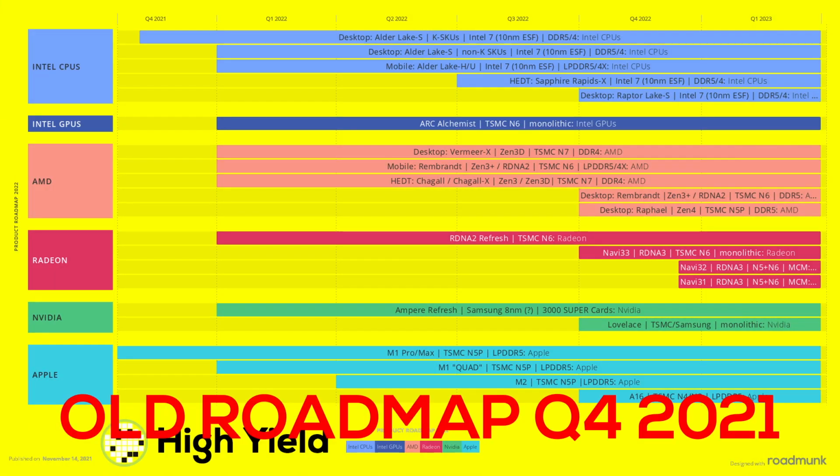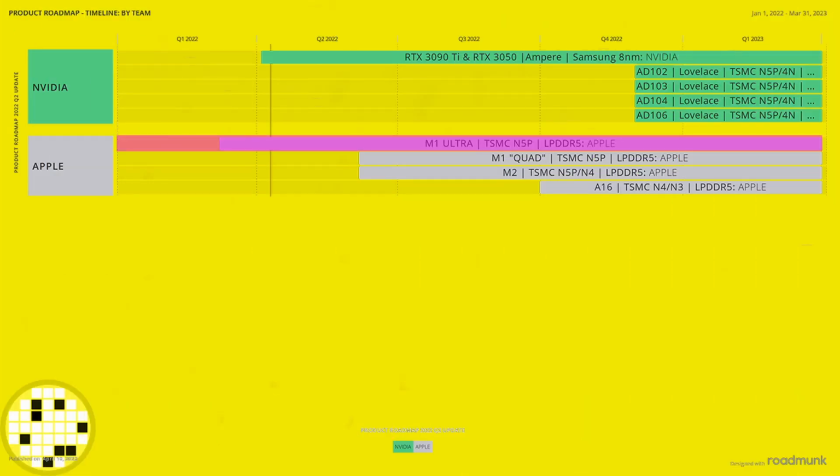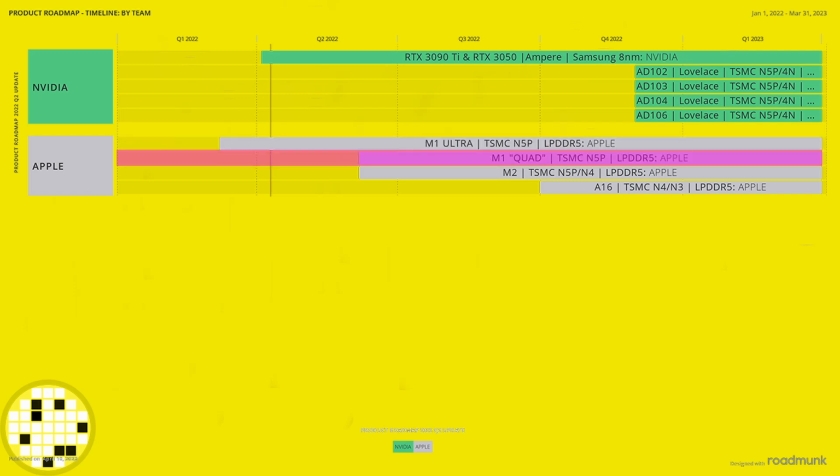Last but certainly not least, we have Apple. And I have to say, the predictions from last time turned out to be pretty accurate. I expected an M1 Quad somewhere in early 2022, and Apple did release their M1 Ultra just a few weeks ago with their new Mac Studio. Although the M1 Ultra is more of an M1 Duo instead of M1 Quad, and an actual Quad might still be in the works for the upcoming Mac Pro.